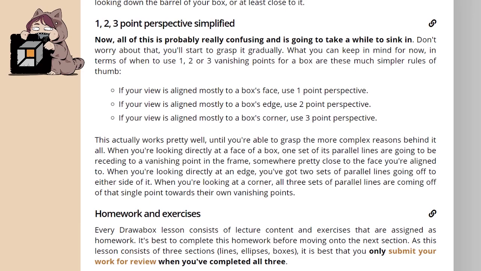When you're looking directly at a face of a box, one set of its parallel lines are going to be receding to a vanishing point in the frame, somewhere pretty close to the face you're aligned to. When you're looking directly at an edge, you've got 2 sets of parallel lines going off to either side of it. When you're looking at a corner, all 3 sets of parallel lines are coming off of that single point towards their own vanishing points.